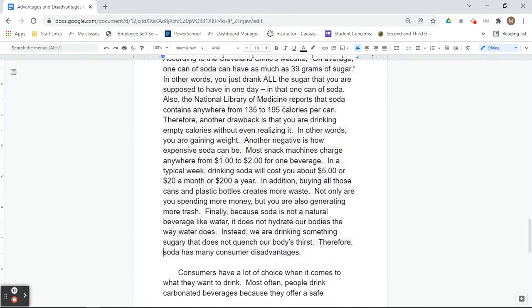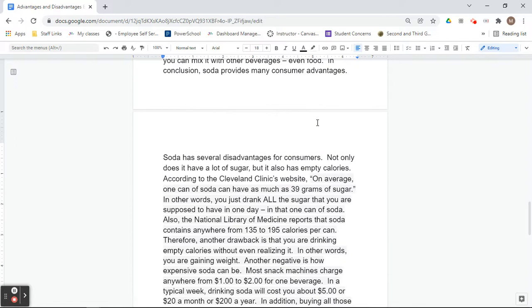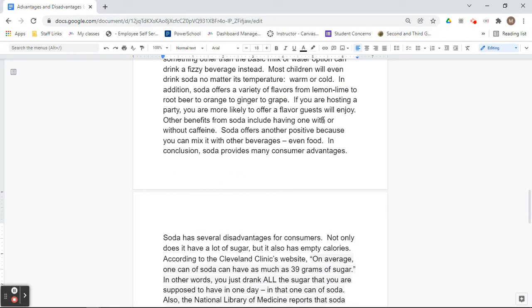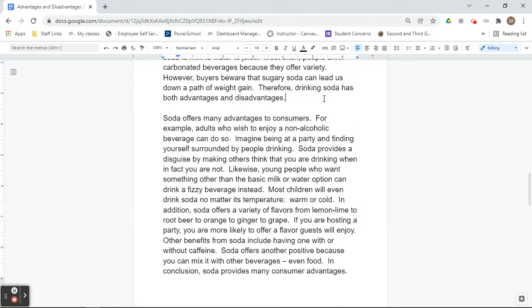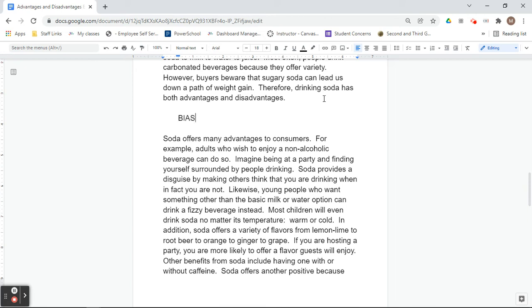As you can see, Right Writers, this is definitely an example of bias. When I say bias, I'm talking about writer bias. One way a writer can show their bias is by writing more information about the negatives and less information about the positives.